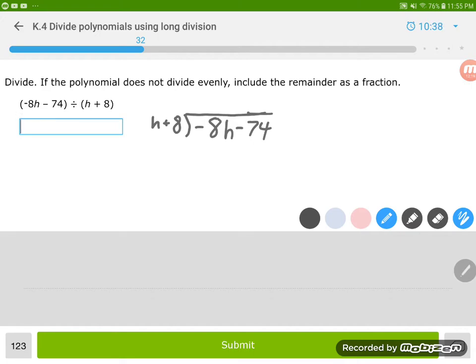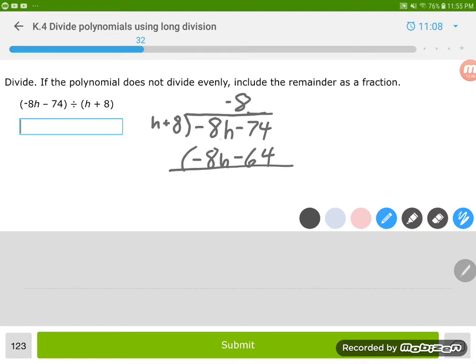Okay, so we set this up, and now we're looking to ask ourselves, how many times does h divide negative 8h? Or, what multiplies h to get to negative 8h? And well, that's just going to be negative 8. So negative 8 times h is negative 8h, and negative 8 times 8 is going to be negative 64.